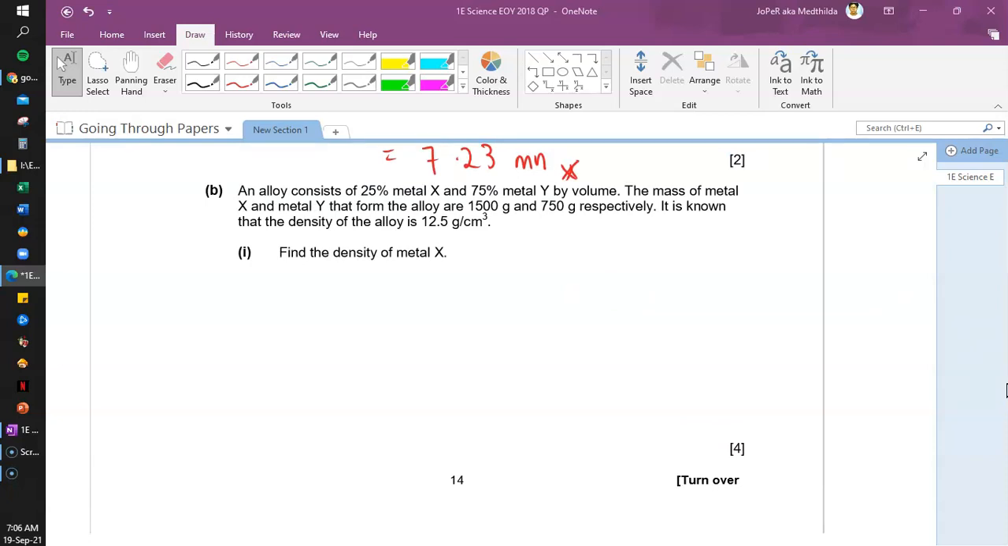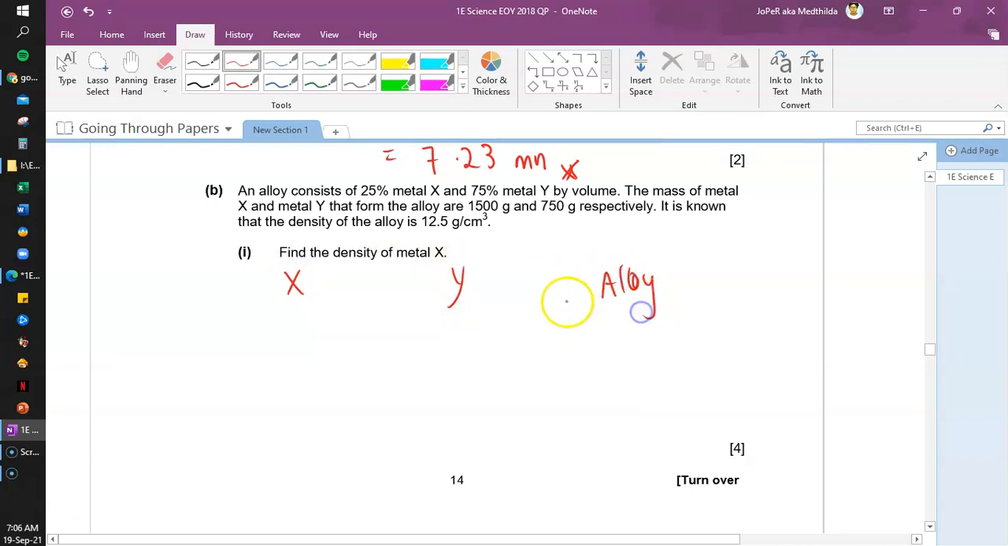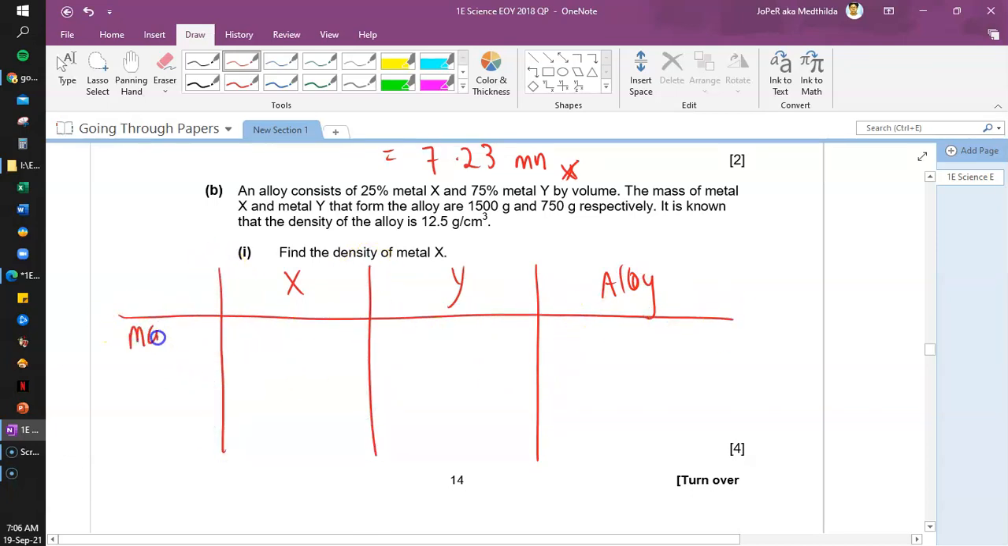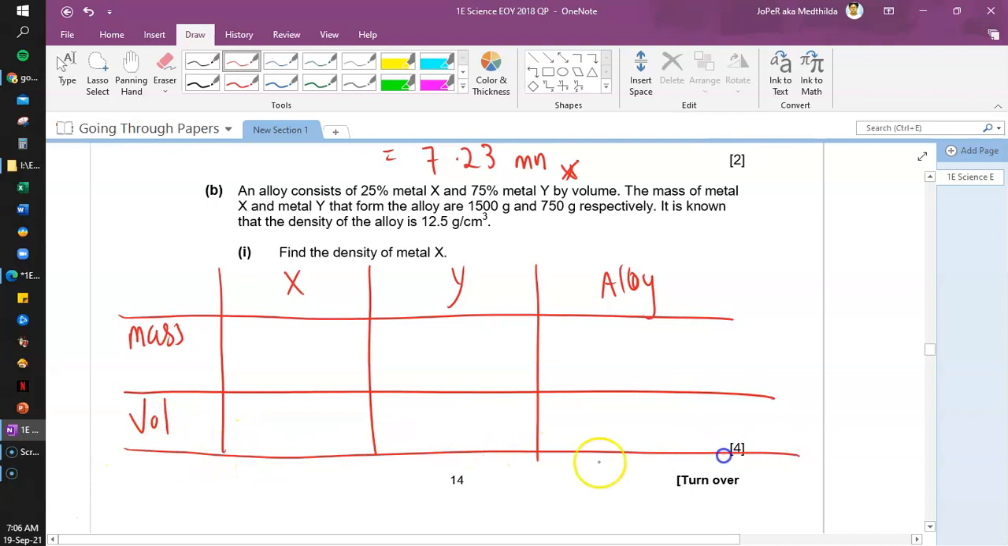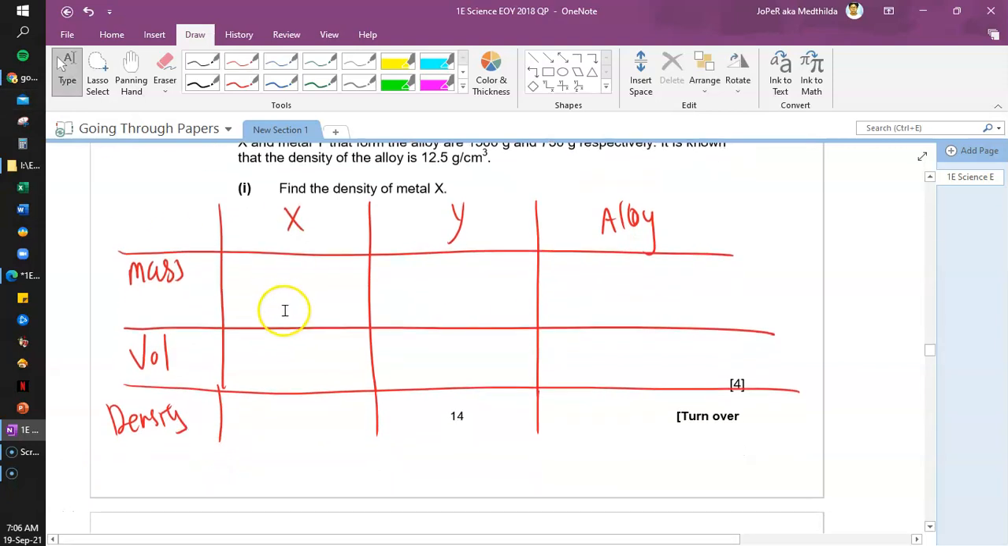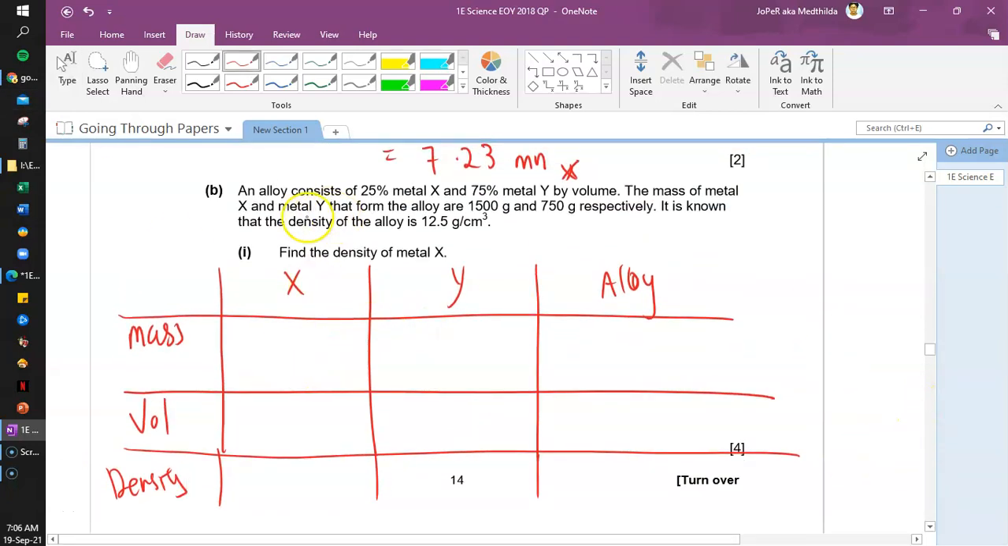Part B, part 1. To do this, remember I told you, try to draw the table. So X, let's try to draw more to the left. X, Y, and the alloy. This is the mass, the volume, and then of course the last row is the density. Scroll down a bit more so I got more space. Then 25% metal X, 75% of metal Y by volume. So it is 25%, it is 75%.